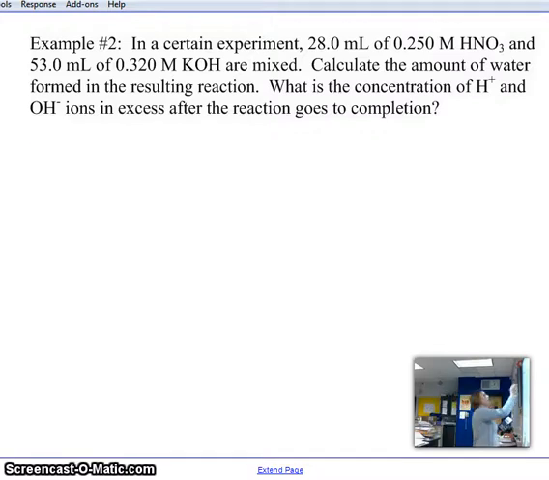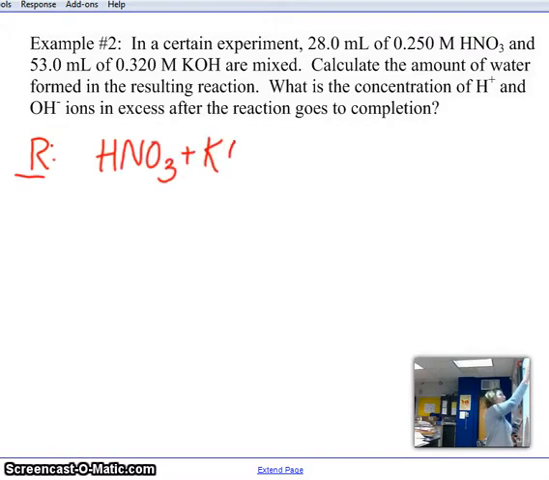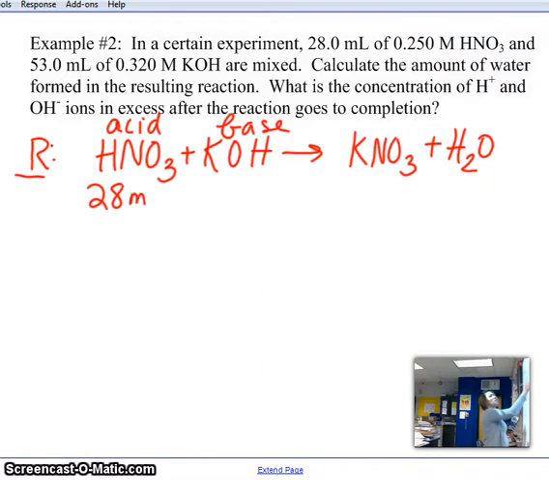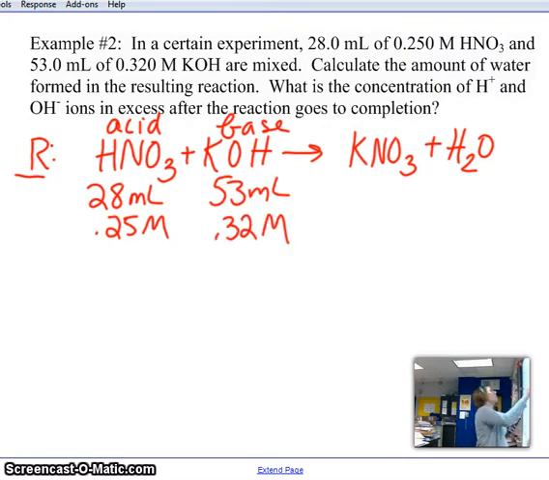So we're mixing, again, we start with the reaction. We are mixing HNO3 with KOH. The acid with the base. They undergo double replacement. You make KNO3 and H2O. Okay? We're given 28 mils of 0.25 molar HNO3, and we're given 53 mils of 0.32 molar KOH.